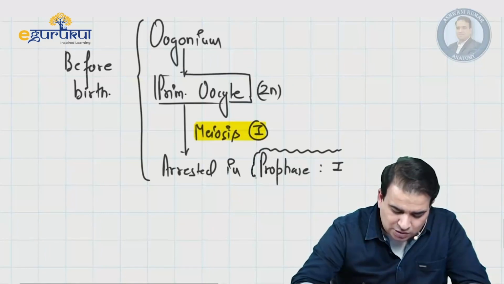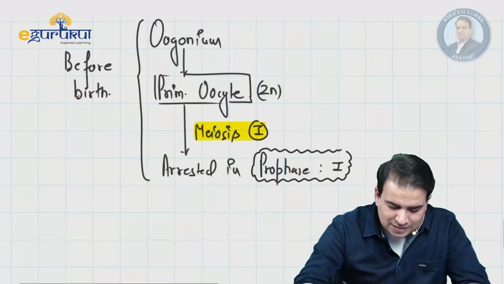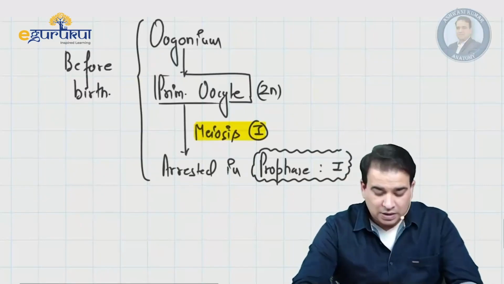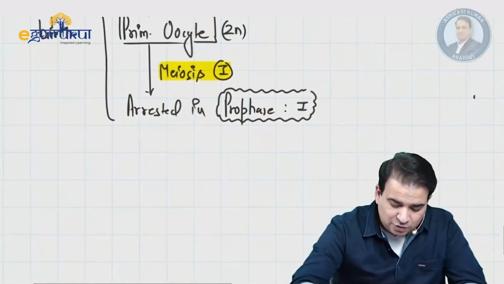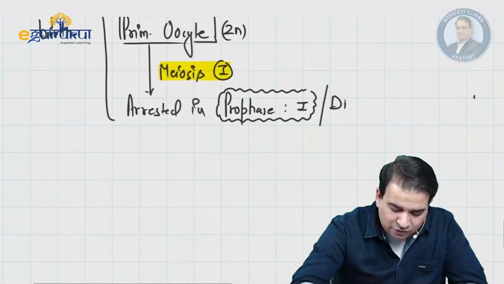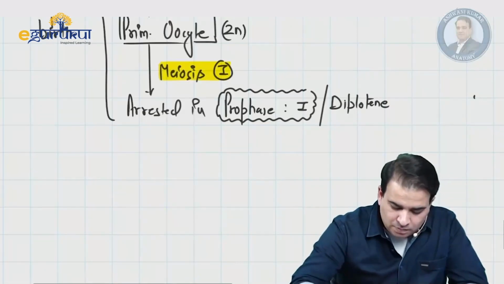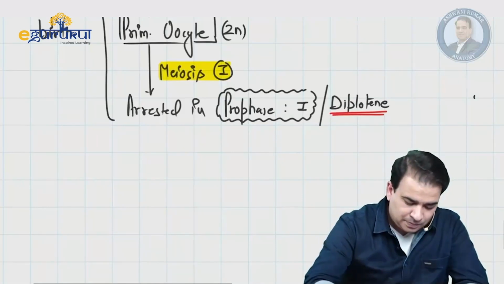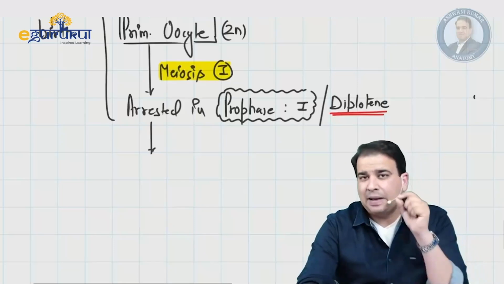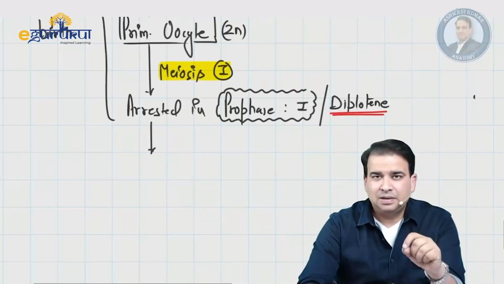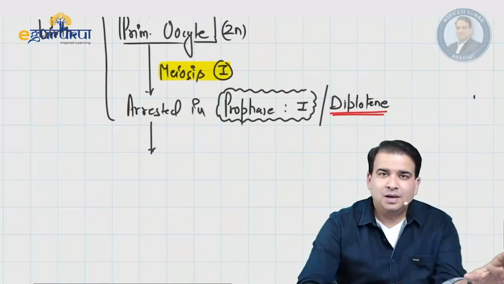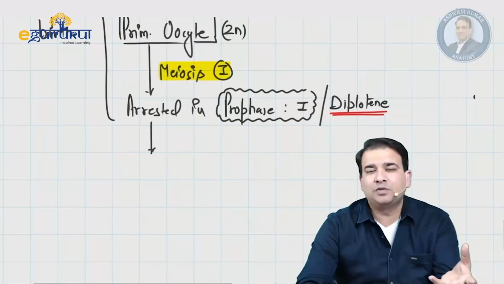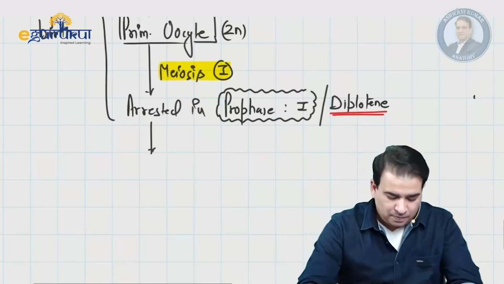So this meiosis 1 is not complete. The primary oocyte is now arrested in prophase 1. To be more precise, in which substage of prophase 1? That is the diplotene of prophase 1. That means at the time of birth, the female gamete is the primary oocyte only, and that is arrested in the stage of prophase 1 only, right?